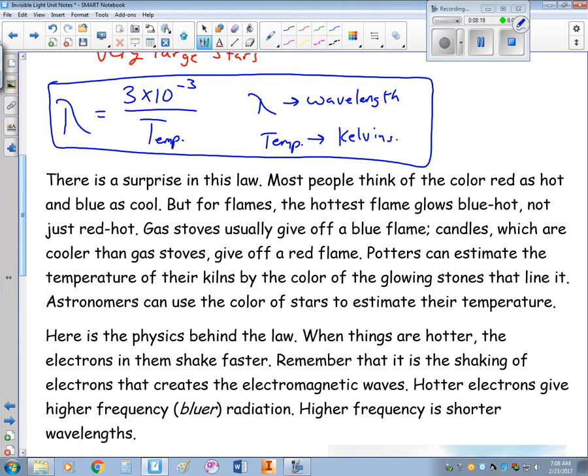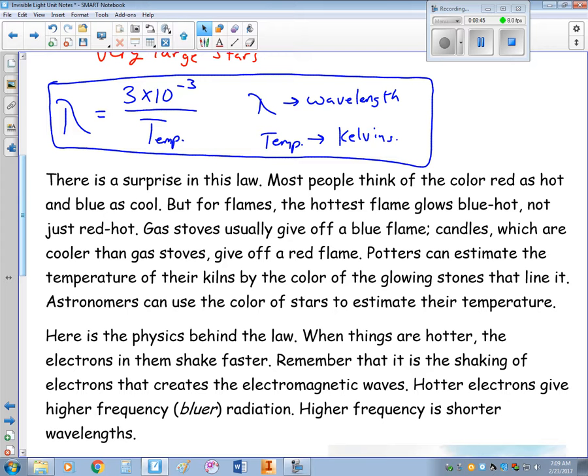So there is a surprise in this law. Most people kind of think of the color red as being hot and blue as being cool. However, if you think about a flame, the hottest part of the flame glows blue hot, not just red. If you take a look at a flame, the inside is kind of white, and as you get towards the outside of the flame, it turns red. That's because the inside of the flame is hotter than the outside.